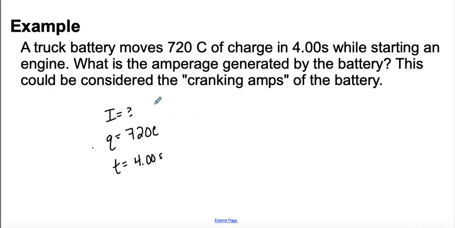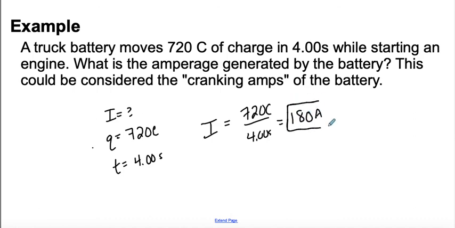So we're looking for those amps. Let's plug it into our equation. So amps equals 720 coulombs over 4.00 seconds. We're going to divide those out to get the amps that we're looking for, which is 180 amps. So we have 180 cranking amps to get that motor started.